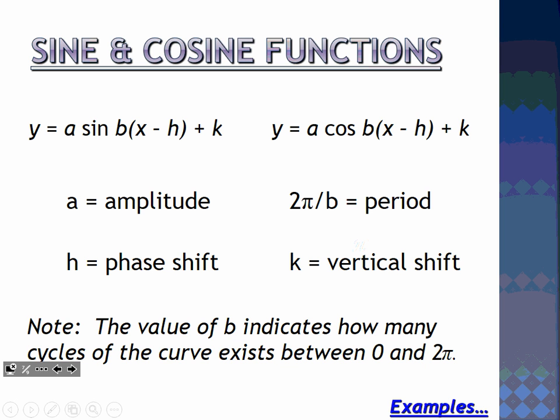Now, the tangent's going to be the same, except there's no amplitude. The period is pi over b, as opposed to 2 pi over b. But the phase shift and the vertical shift will still be the same.